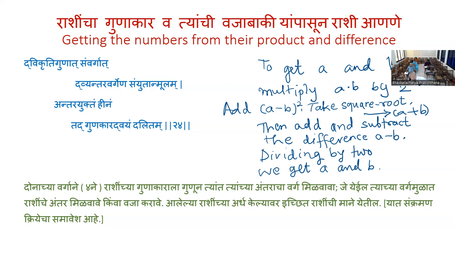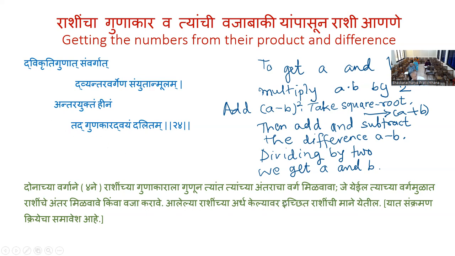Now from that we know a plus b and a minus b. If we know them, then you add them and divide by 2, and subtract and divide by 2. So, antara yuktam hinam tat gunakara dvayam dalitam. Dalitam means half actually.